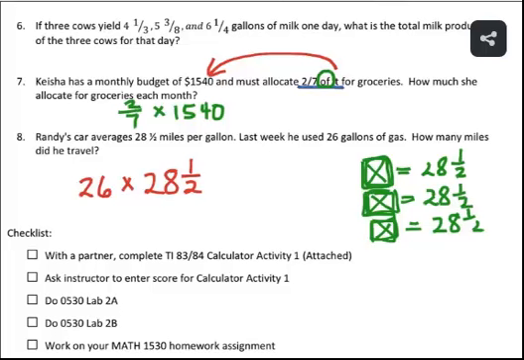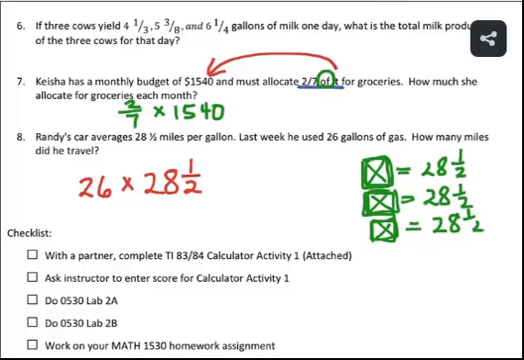Okay, we're ready for our checklist. With a partner, complete the TI 8384 calculator activity, which was attached to the Day 2 handout. Now, if you're doing this outside of class, you may do the calculator activity on your own. But be sure to do every step and check your answers. They're provided on the handout. Your Math 0530 instructor must check your calculator activity.